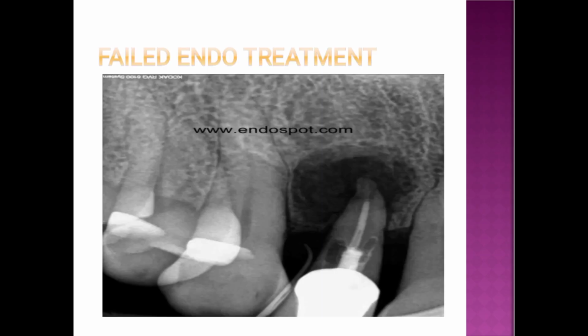So it may also be a failed endo treatment. You can see the bone absorption has been occurring in this. Look at this, the patient has had RCT.